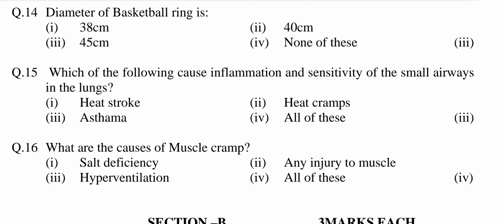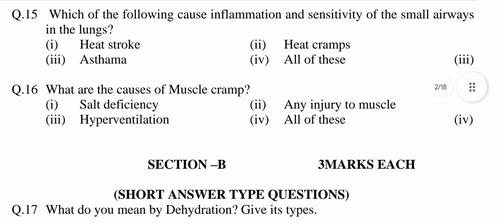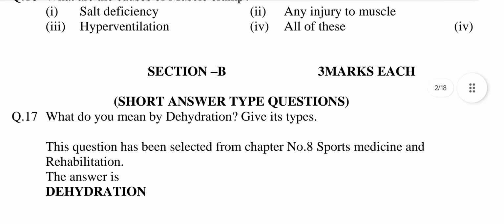Question number 16. What are the causes of muscle cramp? Option first, salt deficiency; second, an injury to muscle; third, hyperventilation; fourth, all of these. Answer is all of these. Section B. Each question carries 3 marks. Short answer type questions. Question number 17. What do you mean by dehydration?